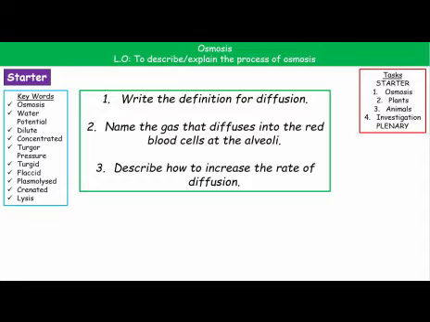So what we're going to be doing today is having a look at osmosis. Hopefully by the end of this lesson you're going to be able to describe this process of osmosis and when it happens. To start us off then, what we've got are 3 questions based around our previous lesson on diffusion. So have a go at answering those for me in your books.